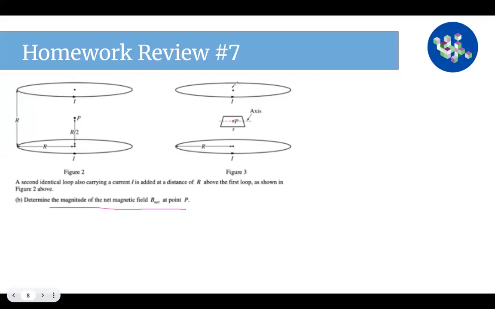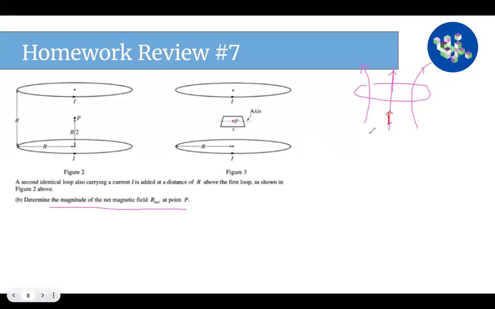If we have a wire loop, use the right-hand rule, and you can find that this is what the magnetic field lines look like. This is the direction of the field lines. So if I'm looking at a point P over here, then the direction of the magnetic field due to the top wire would be pointing upwards towards the center of the top wire.